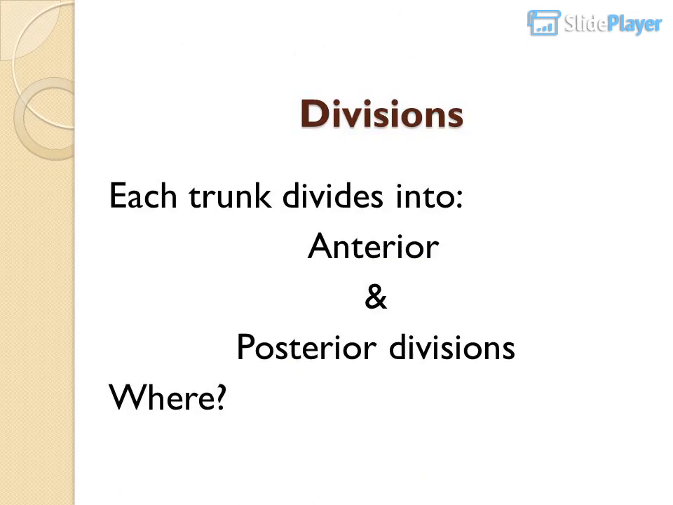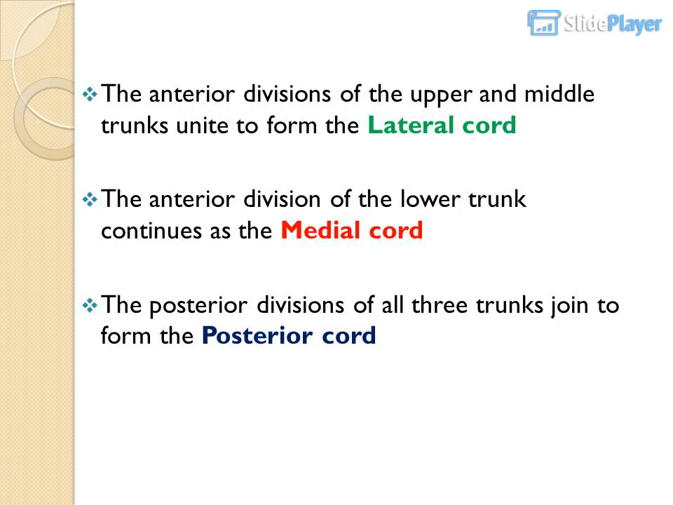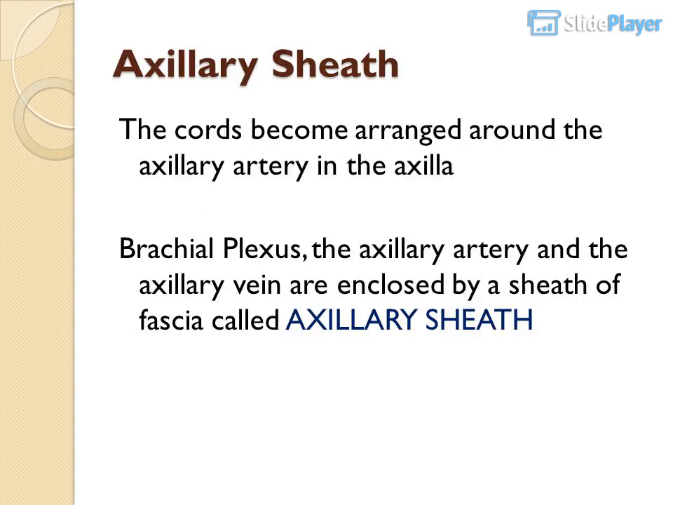Divisions. Each trunk divides into anterior and posterior divisions, where the anterior divisions of the upper and middle trunks unite to form the lateral cord. The anterior division of the lower trunk continues as the medial cord. The posterior divisions of all 3 trunks join to form the posterior cord.